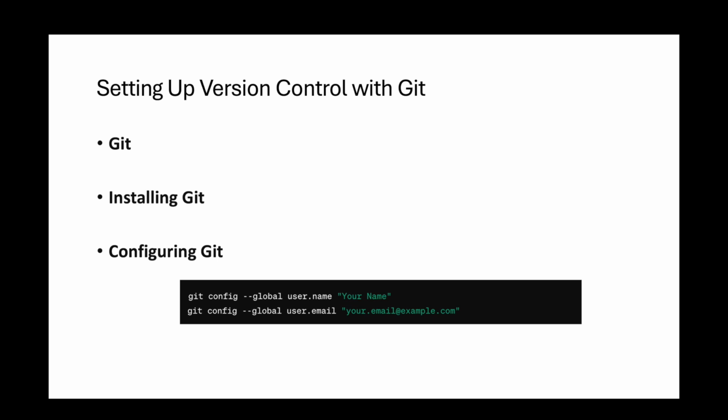Configuring Git. After installing Git, you need to configure it with your name and email address, which will be used to identify your commits. You can do this by running the following commands in your terminal or command prompt. git config --global user.name "your name". git config --global user.email "your.email@example.com".